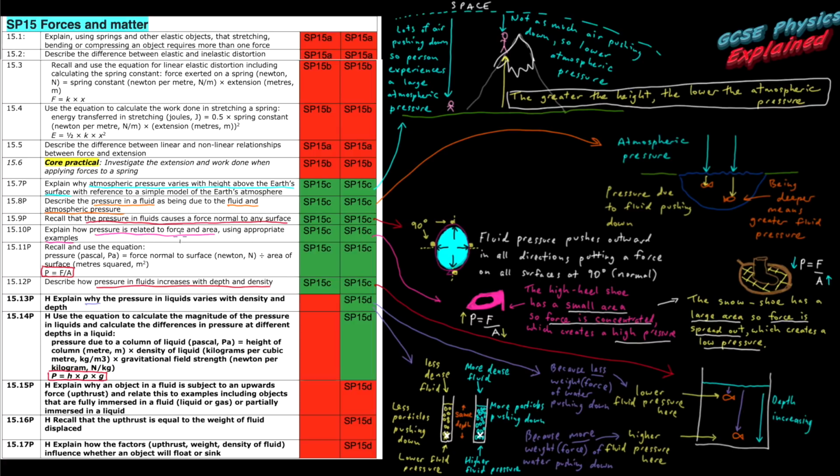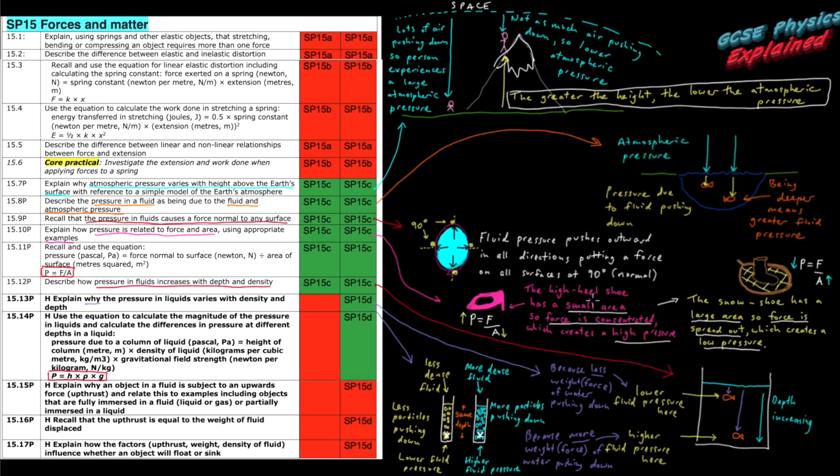Explain how pressure is related to force and area using appropriate examples. First of all, let's base it on the equation for pressure. So pressure equals force over area. So if I have a little look at this, common examples, we use a high heel shoe.